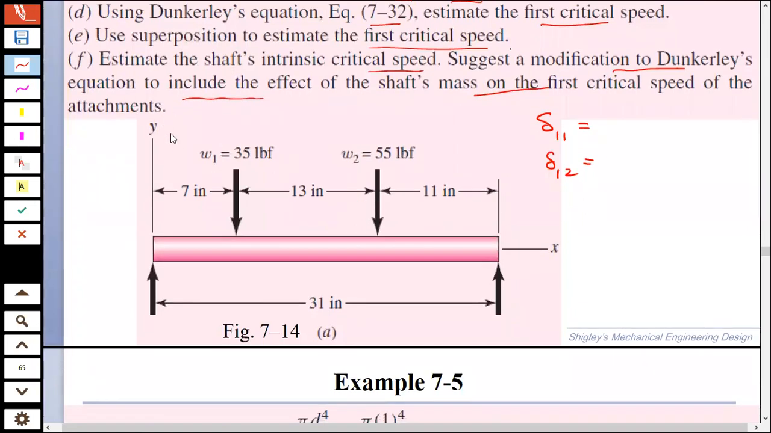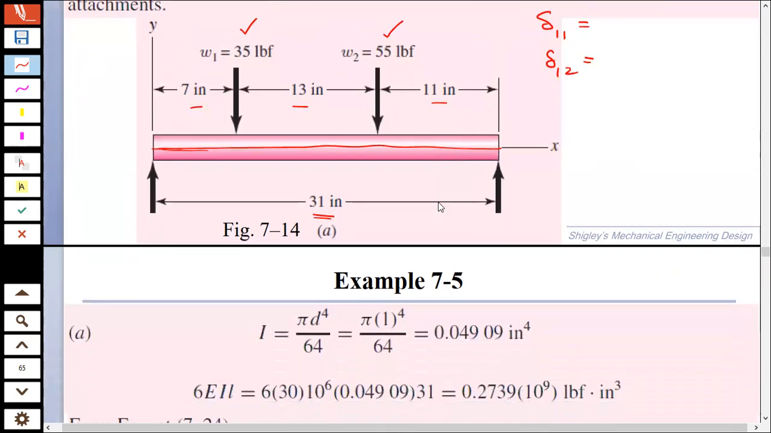So this is what we have, this shaft. This is the span of the shaft over here, which is 31 inches, and we have these two loads, two gears basically, mounted. One is 35 pound force, the load over here, and the other one is 55 pound force, and the distances are given as 7 inches, 13 inches, and 11 inches. So let's see what we can do.